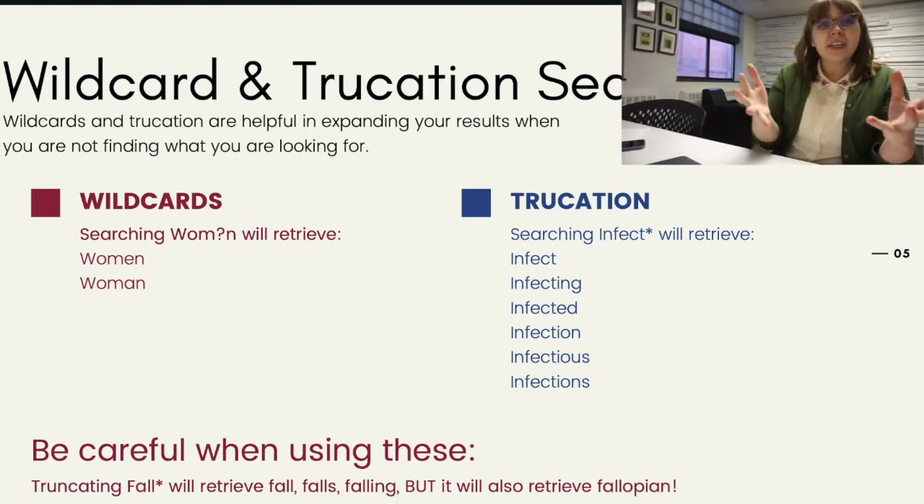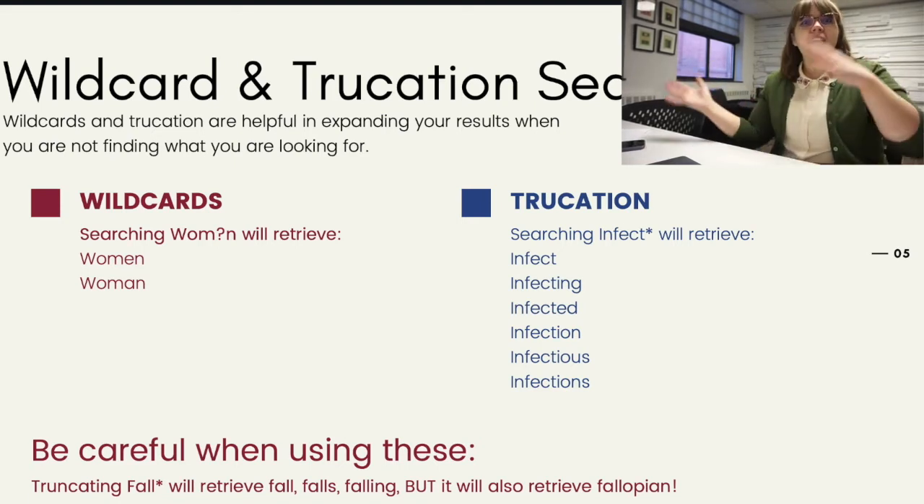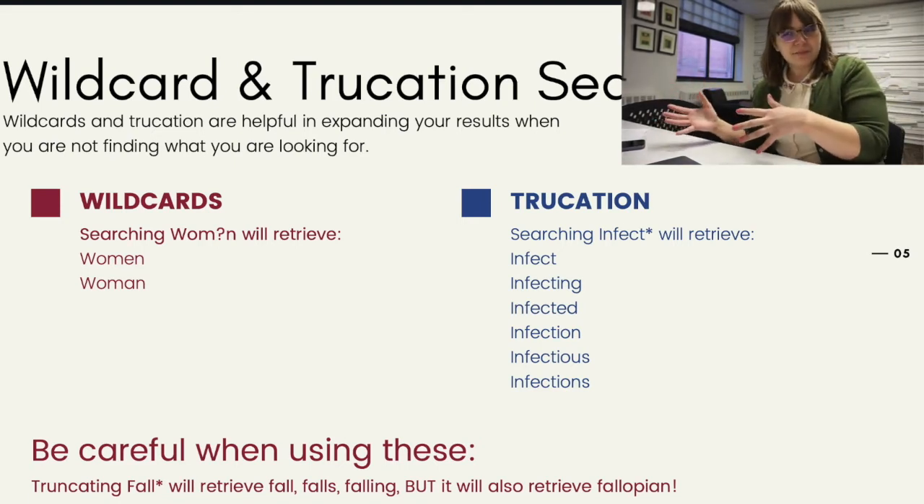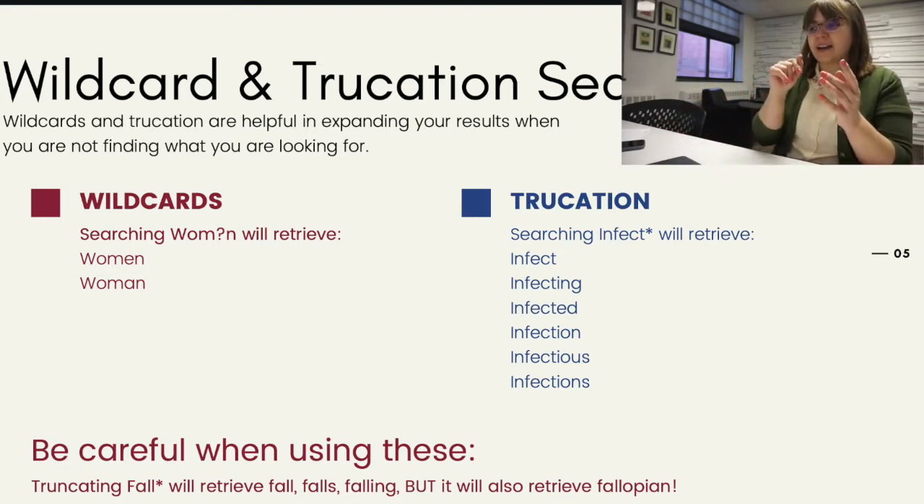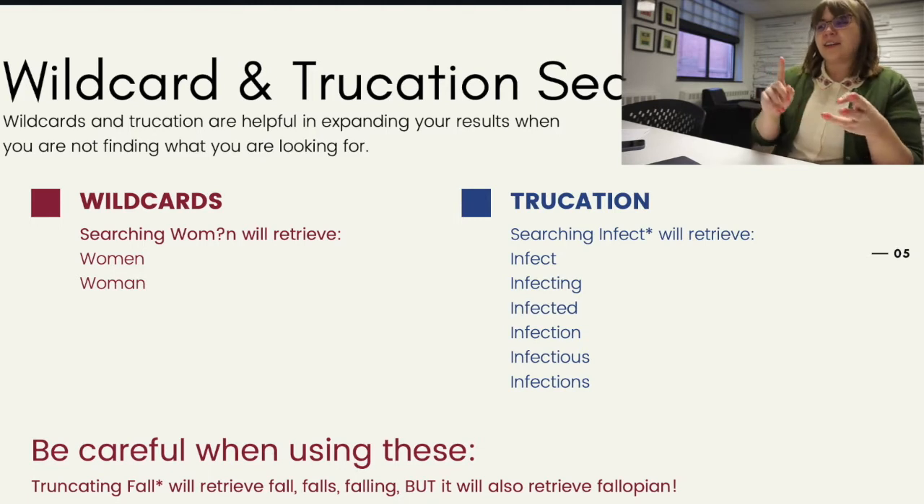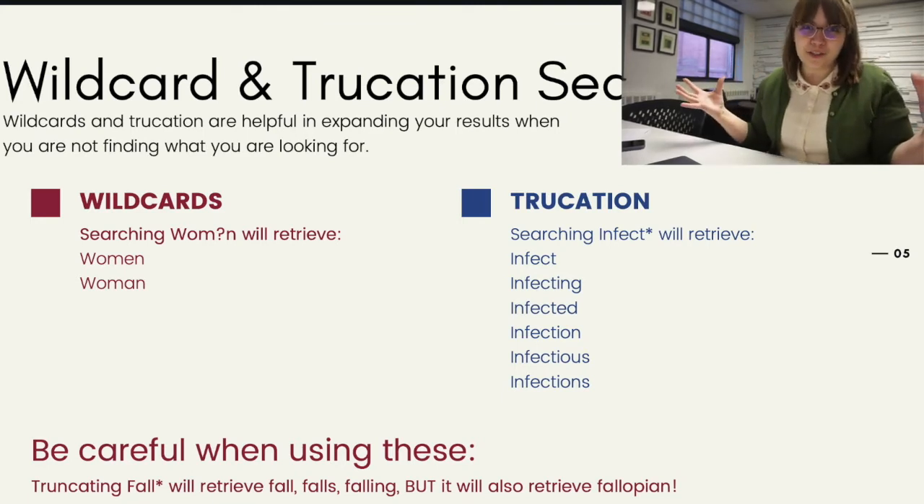And then truncation is helpful when you add a star symbol or an asterisk to the end of the root word. You'll get every variation of that ending. So the example I have here on the screen is infect with the star beside it. Then you'll get infect, infecting, infected, infection, infectious, infections. And so that is going to help you really expand your results.